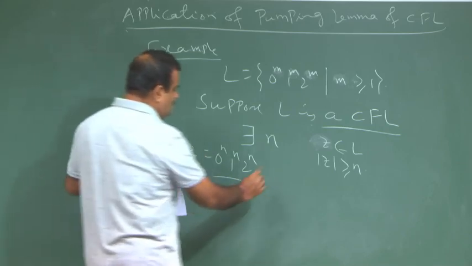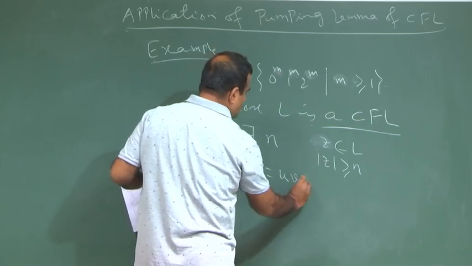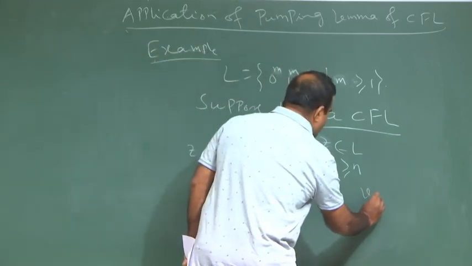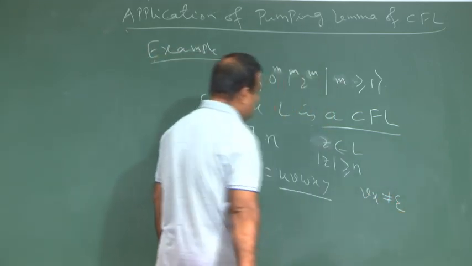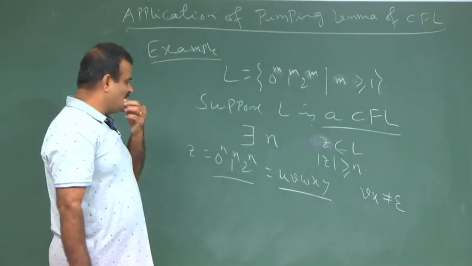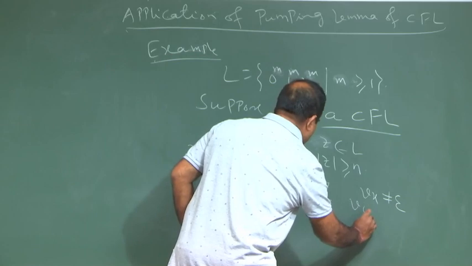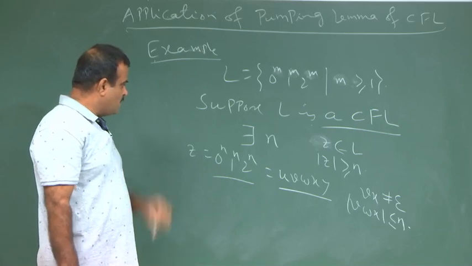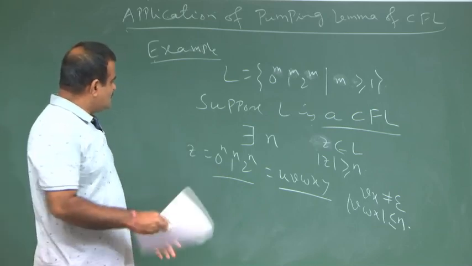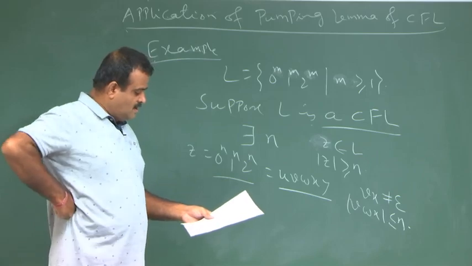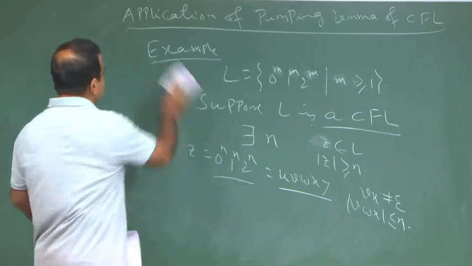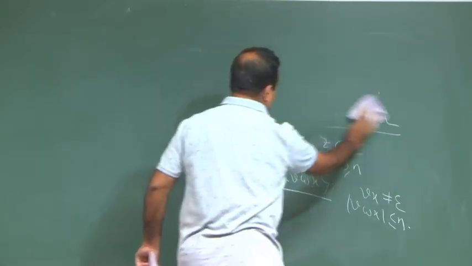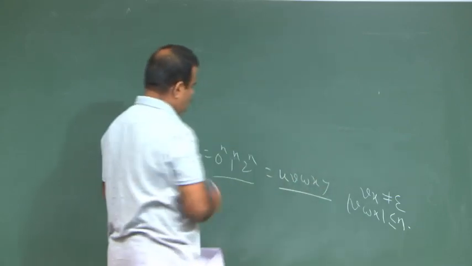Now, this z will be written as u v w x y, where we have all the properties: v x is not equal to epsilon, so the length of v x is greater than or equal to 1, and the length of v w x is less than or equal to n. Okay. Now, since this length is less than n, we have to make the argument over here.